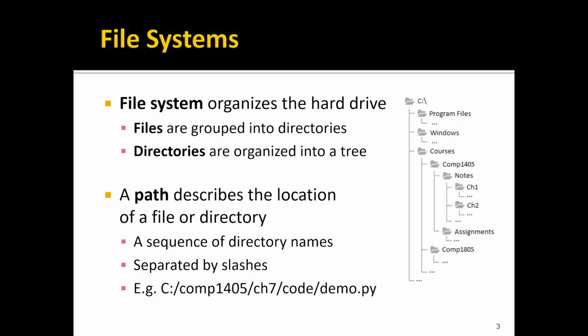So files are individual units of data which are stored on the hard drive. So if I said program.py or cat.gif, these are individual entities of data. Now, files are grouped into directories, sometimes known as folders, but directories can contain other directories, which leads to this tree-like structure. So your entire hard drive is organized into a tree of directories called the file system.